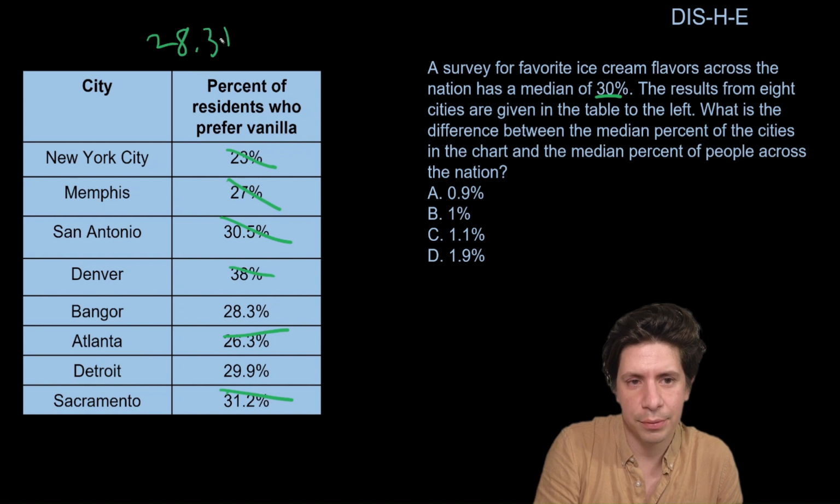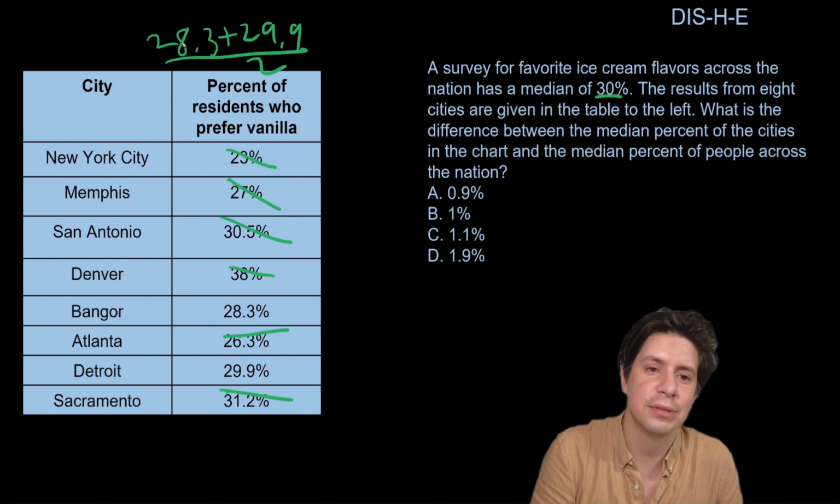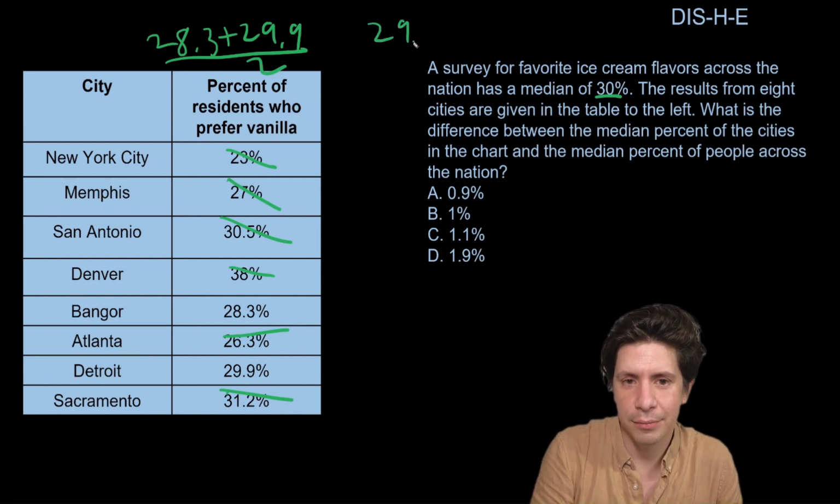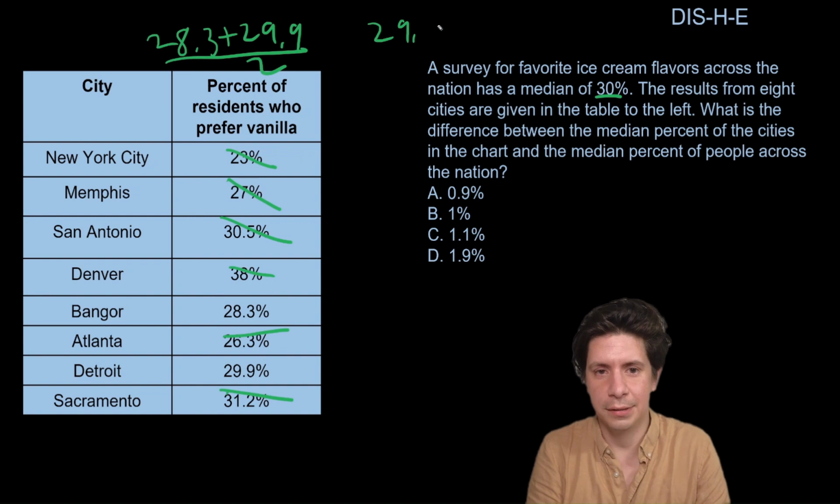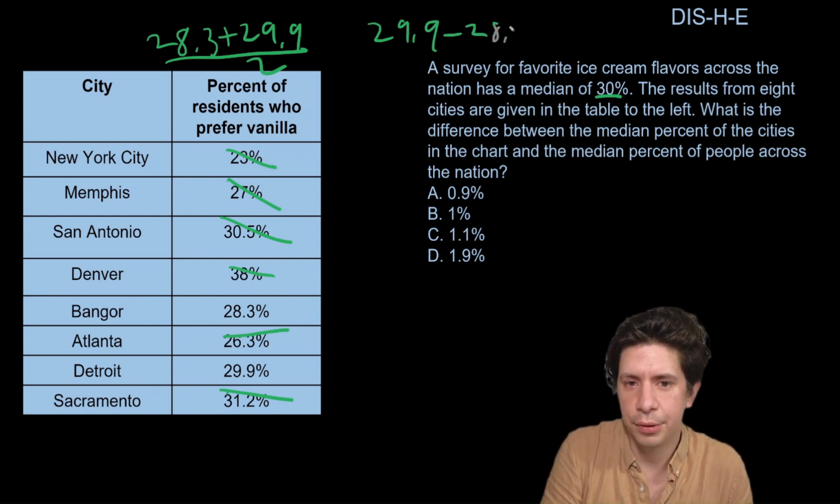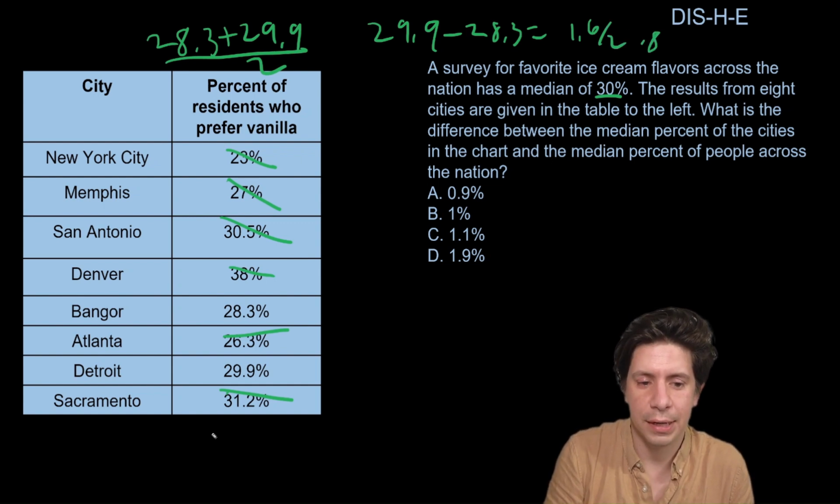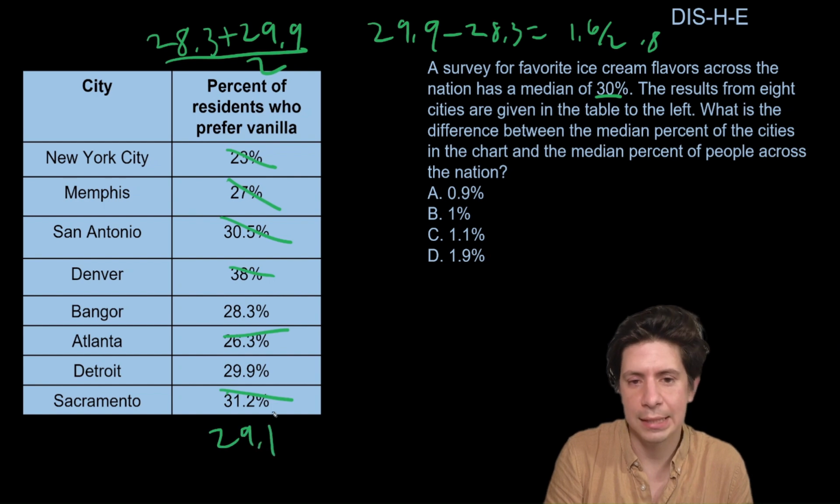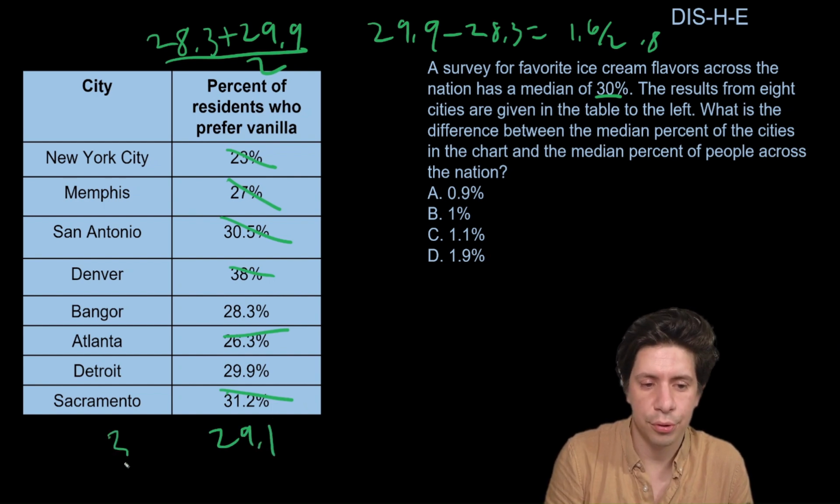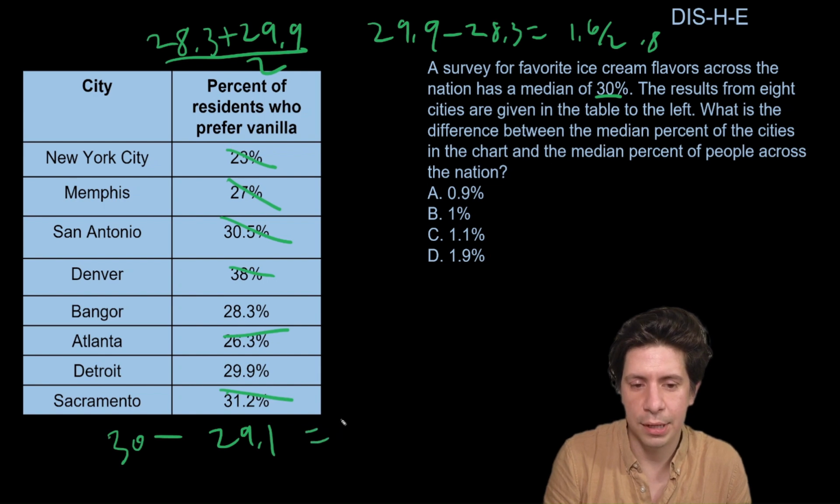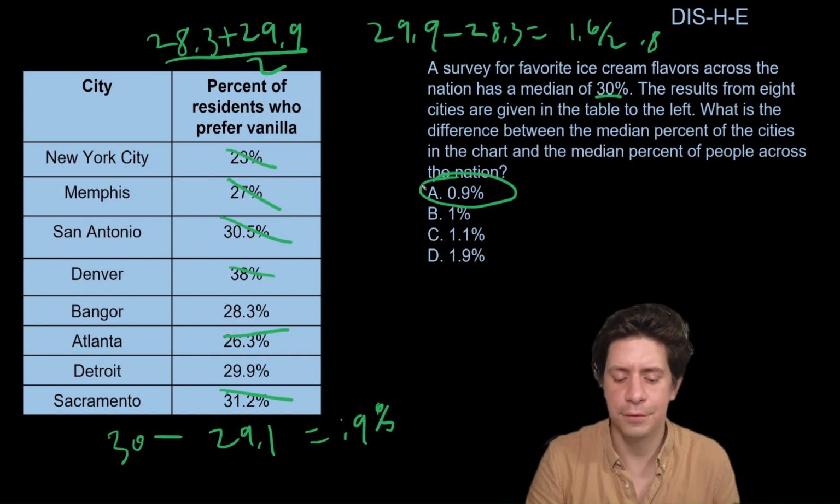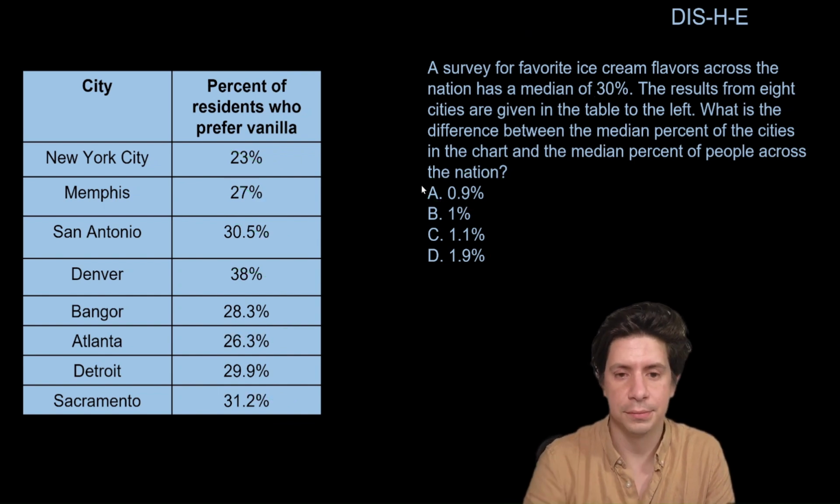So do 28.3 plus 29.9 and divided by 2. One thing I like to do sometimes is just find the difference of them. That could be easier. I can do that more easily in my head. 29.9 minus 28.3 equals 1.6. I divide that by 2 and I get 0.8, and I just add that on to the 28.3 and I get 29.1. That's the middle. And when we do 30 minus that, that's going to give us 0.9% as the difference. And that is A. And again, of course, you have your friendly Desmos to work with.